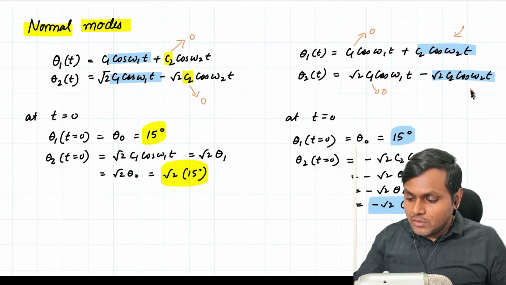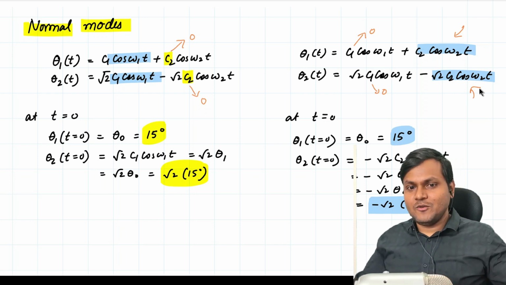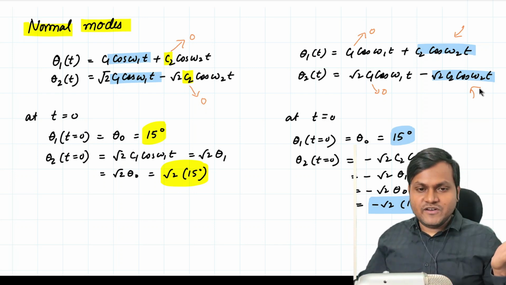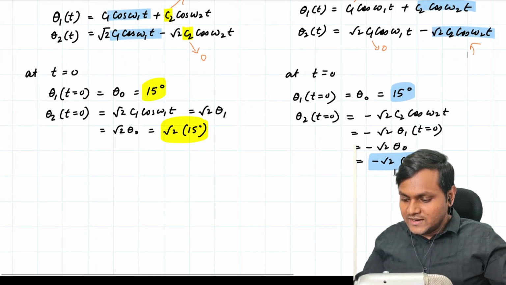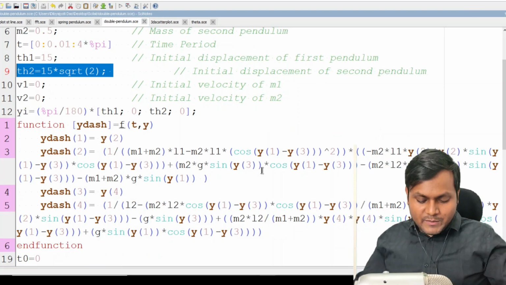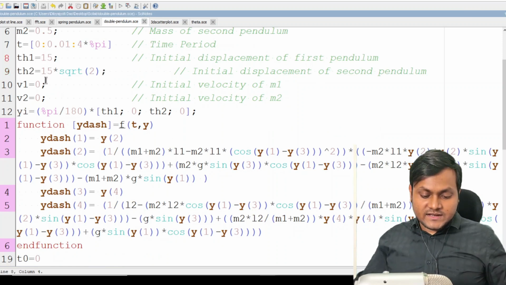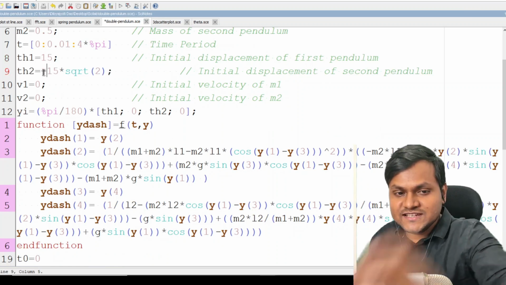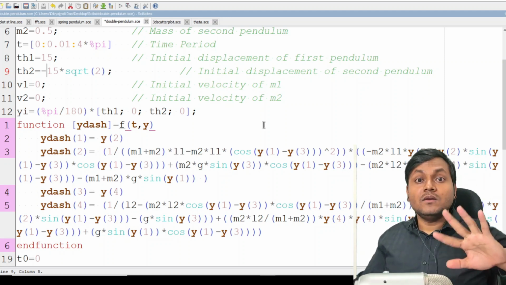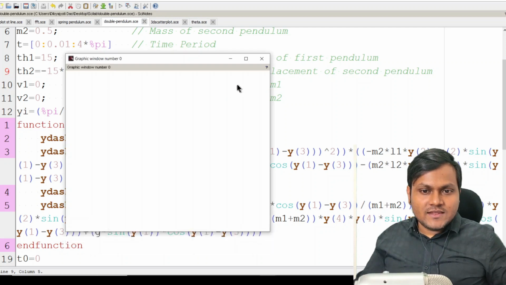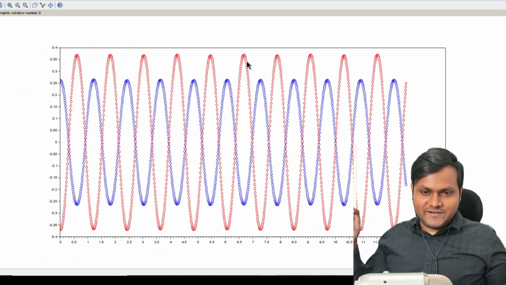corresponding to omega 2. Now omega 1 and omega 2 are different, okay? Omega 1 had a different frequency, omega 2 had a different frequency. Let's run this for these particular initial conditions. So coming back to the program, if theta 1 is 15 degrees and theta 2 is minus 15 degrees, then also we should get a simple harmonic oscillation, but with a different frequency. So if I run this, there you have it.